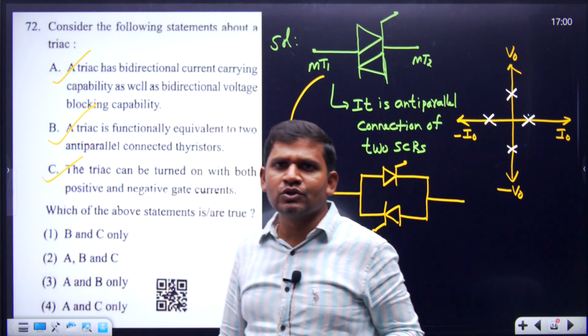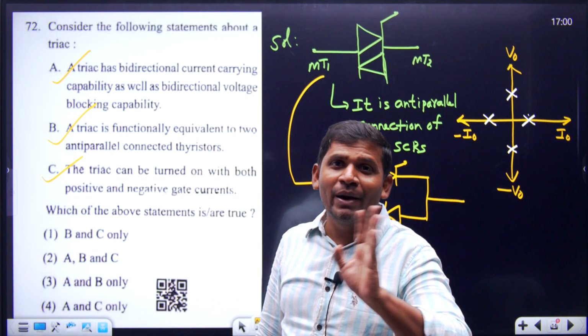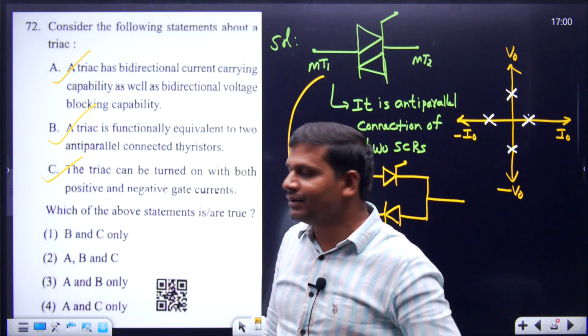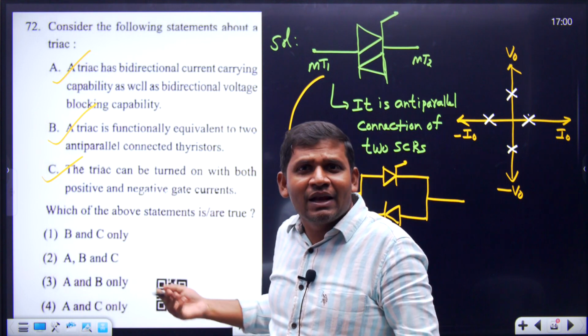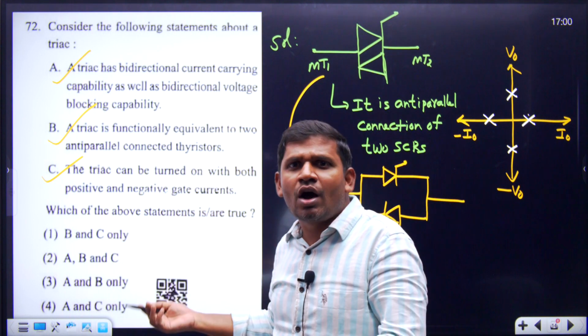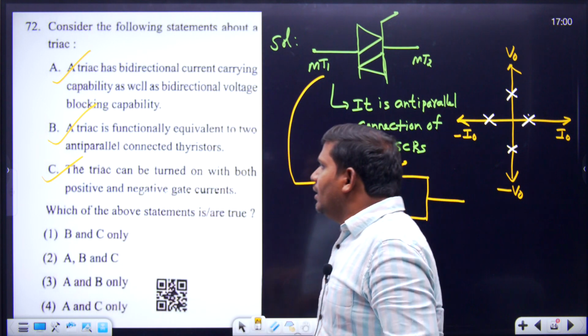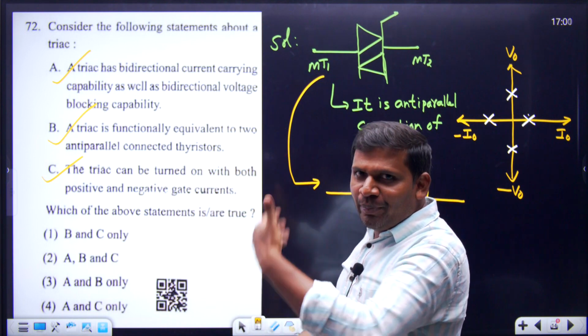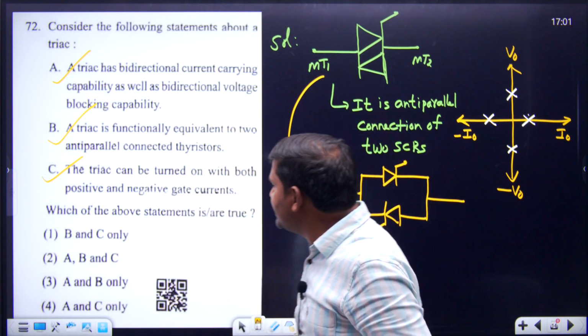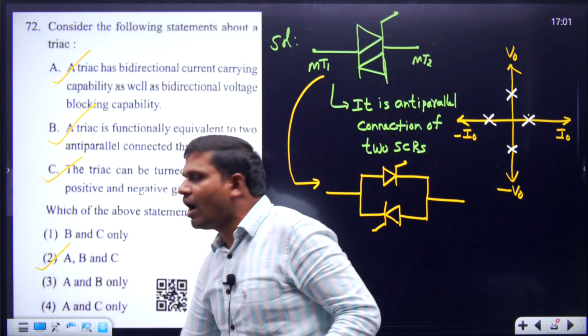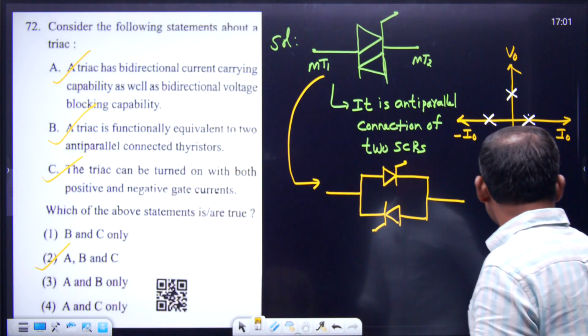The C option is also correct. But it is not turned off by the gate, it is turned on by the gate. If you want to turn off, like in an SCR, here also commutation is required because it is a semi-controlled device. Then statement A is correct, statement B is correct, statement C is correct. A, B, C, that is option 2 is correct, students.